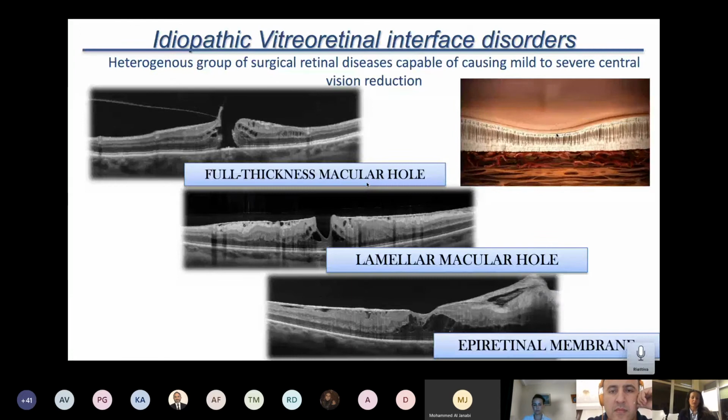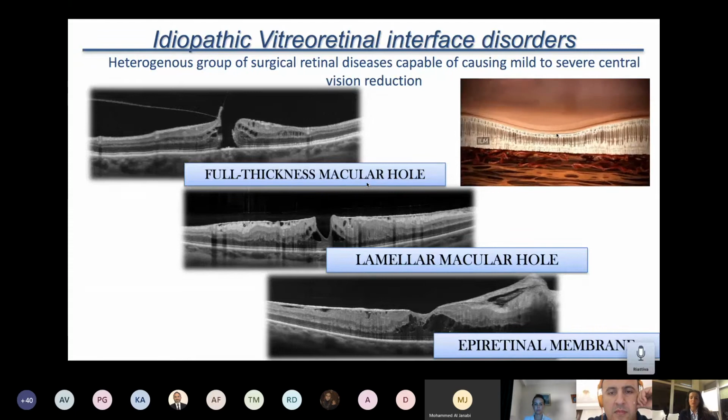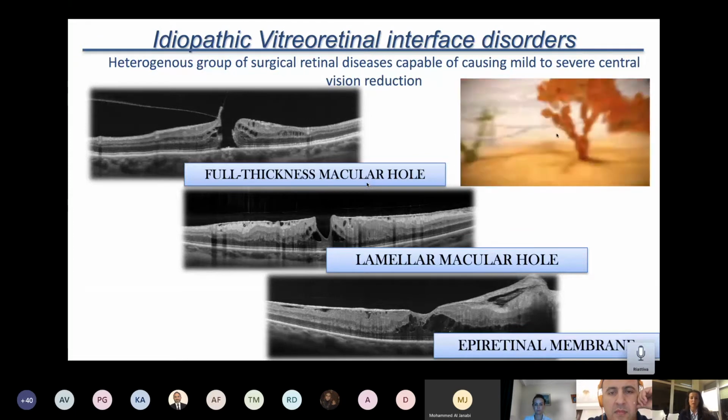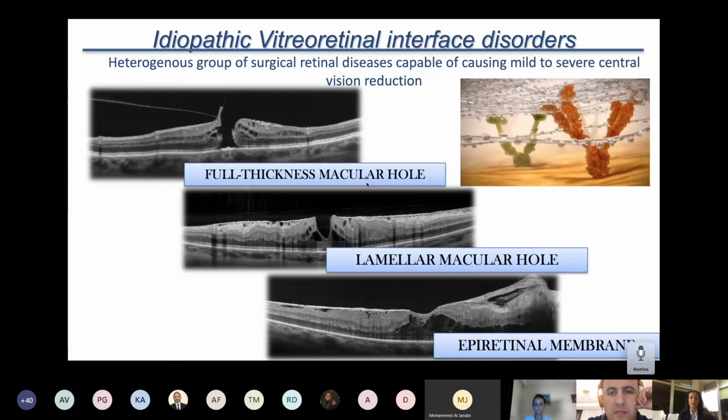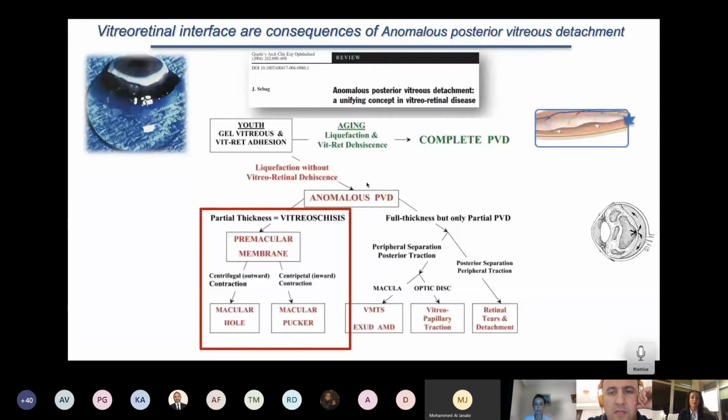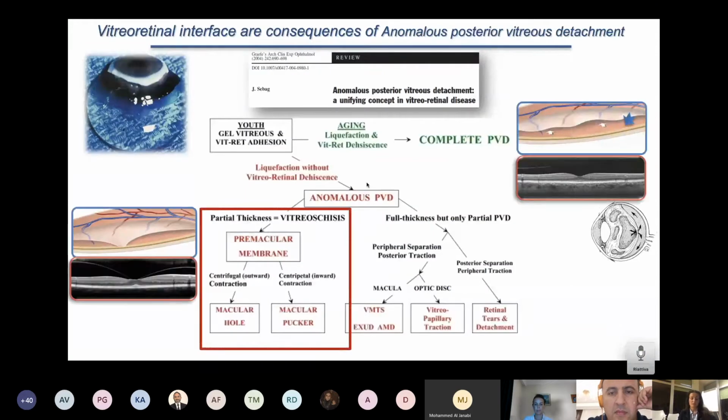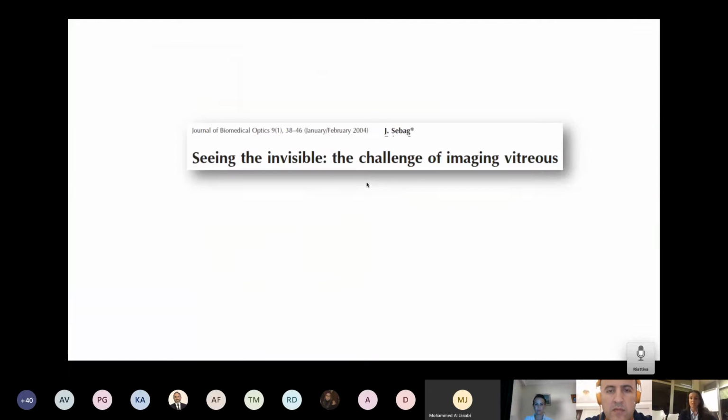It is well known that vitreoretinal interface disorders are a heterogeneous group of diseases with various grades of severity. And as we know, vitreoretinal interface disorders are not primary vascular disorders, but the consequences of an anomalous posterior vitreous detachment, which has been the unifying concept in this type of disease for many years.